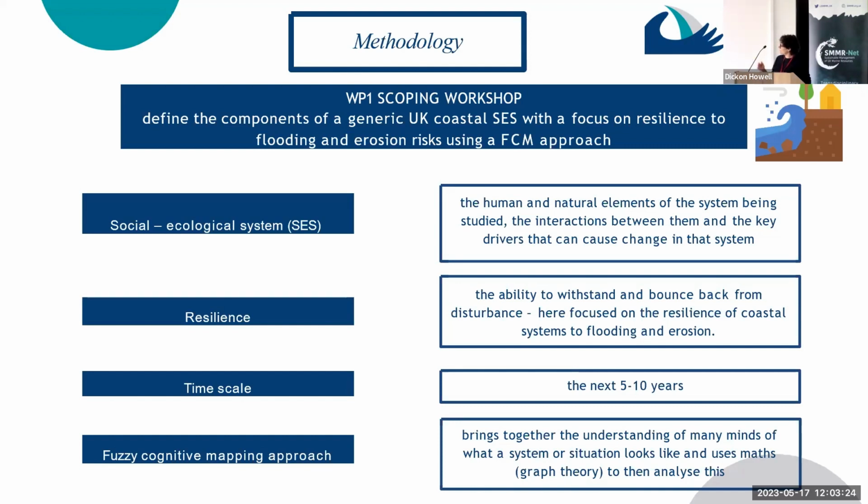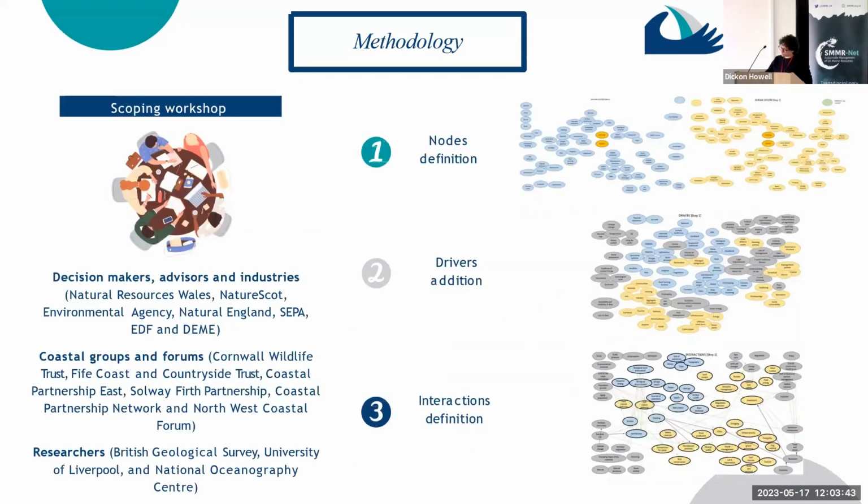The method that we used for this work, and that we are using, is the fuzzy cognitive mapping approach, because this allows us to bring together the knowledge of many minds and many stakeholders about what a system or a situation looks like. And going more in depth into the methodology that we used during the scoping workshop, we involved a range of different stakeholders because we wanted to have an idea of different perceptions of UK social ecological systems. You can see there the organizations that we involved.